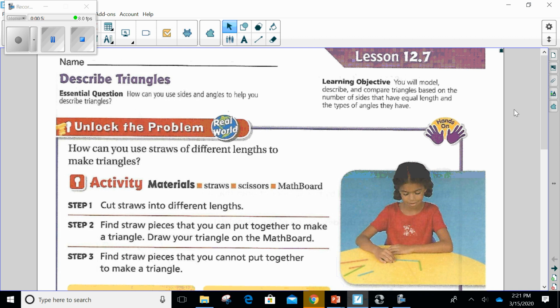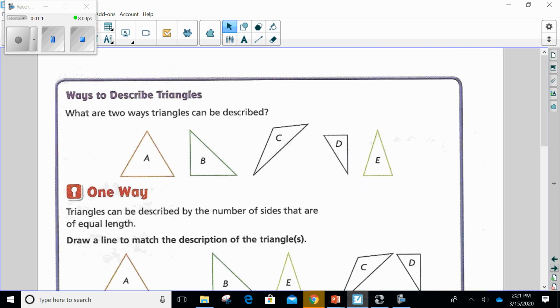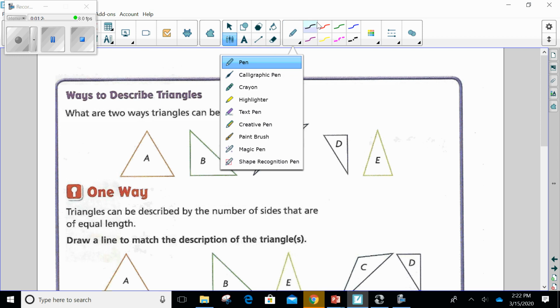Okay, this first page is wonderful if you have straws at home. Many of us do not have plastic straws at home. If you do, go ahead and do this activity. But I'm going to skip this and go to the next page, because I know some of us do not have the straws at home. So right now, we are going to go to the different ways to describe.